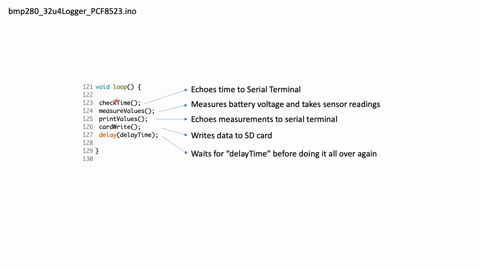Okay, next in my loop function, you can see here that I have a check time function that echoes time to the serial terminal if I have a serial terminal open. Measure values measures the battery voltage off that VBAT pin, and also takes sensor readings. Those values are going to be echoed to the serial terminal via this little function right here. And then I actually write the data via this card write function. And then I'll delay for whatever my delay time is set. In the case of my test, it was set to 60,000 milliseconds, which is basically 1 minute. So this will pause for 1 minute and then just do this process all over again.